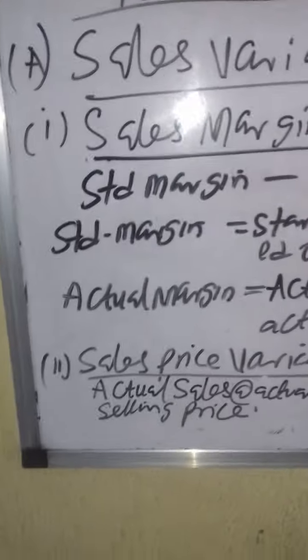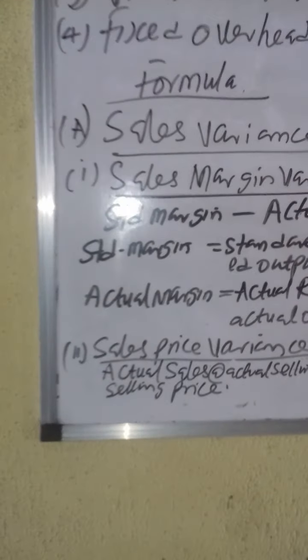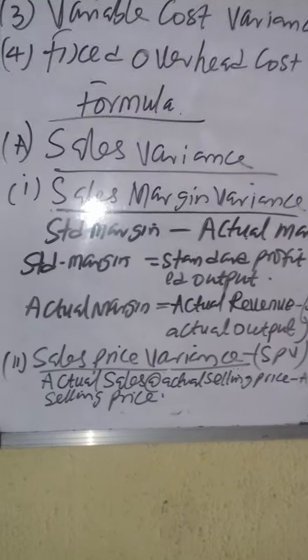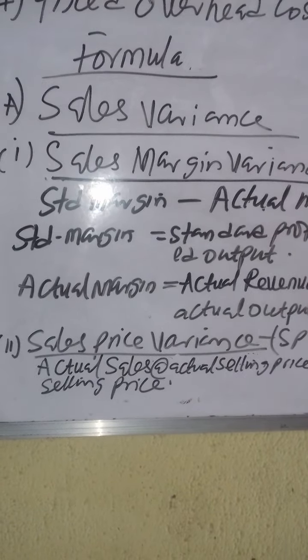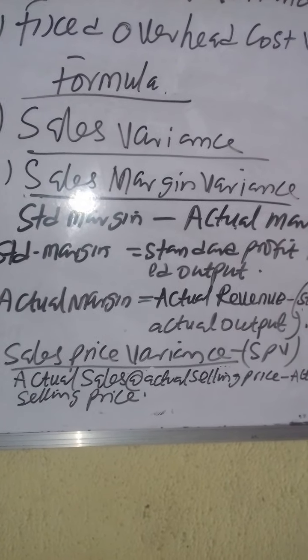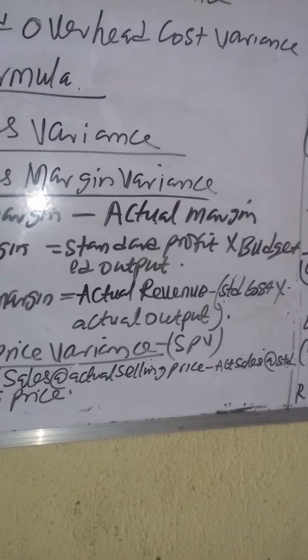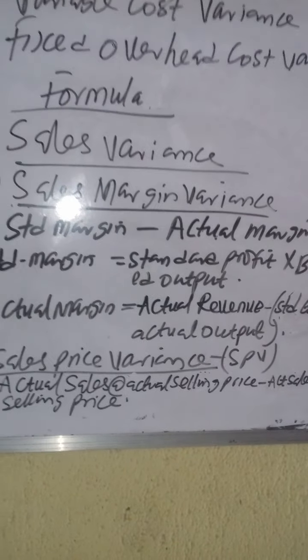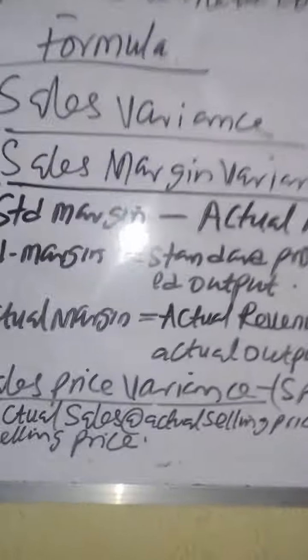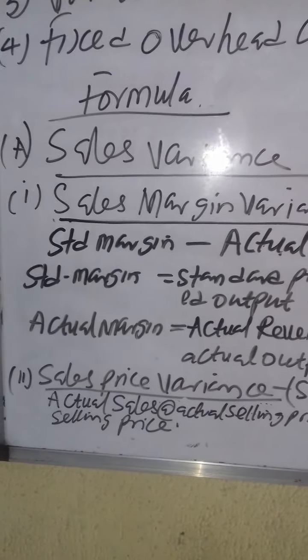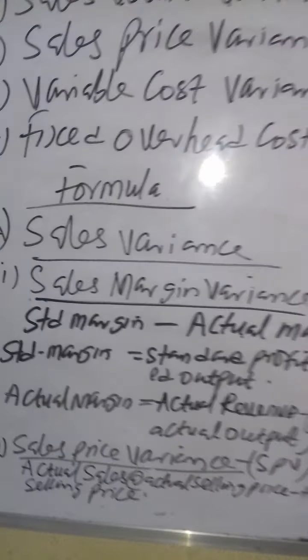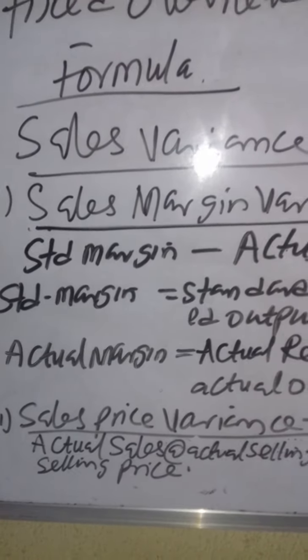And this is subdivided into two other areas where we have sales price variance and sales volume variance. Sales price variance: actual sales at the actual selling price minus actual sales multiplied by standard selling price. Are we together? That's the first one. So the first variance we will find is what we call sales variance, and it's divided into three: sales margin variance, sales price variance, and the last is sales volume variance.